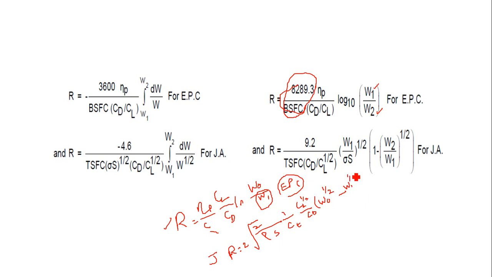These things depend upon the problems only. Suppose they have given the values like sigma S, or TSFC is given, you can use this formula, or else you can use that formula. Both are correct only. For range for jet powered and propeller powered engines, we can use both formulas. No need to worry about this. Whichever one is easy, you can use that.